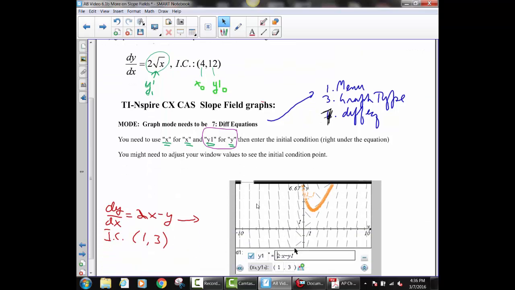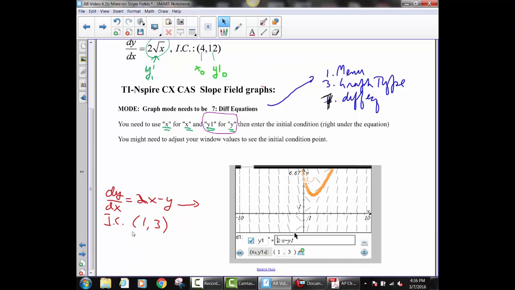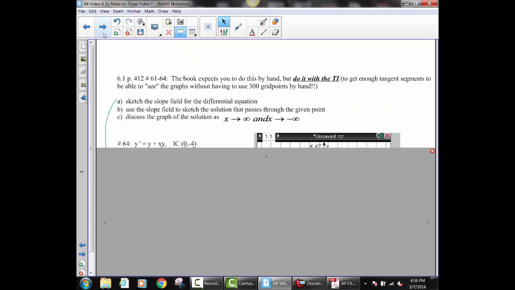And here's an example where I graphed dy/dx equals 2x minus y, and this is the slope field for this differential equation. And this yellow graph right here is the particular solution that goes through that initial condition. So if you follow the little lines, that's where you would be. Notice I had to enter the function not as 2x minus y, but as 2x minus y1. And then you just tab down and enter these values right here. Okay?